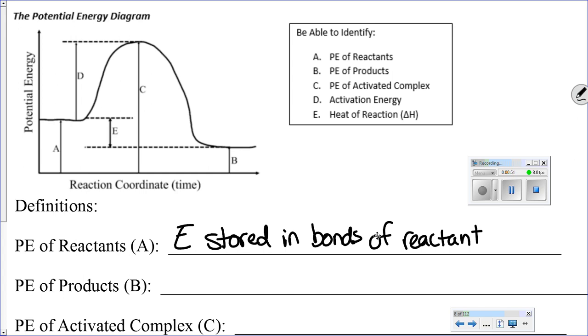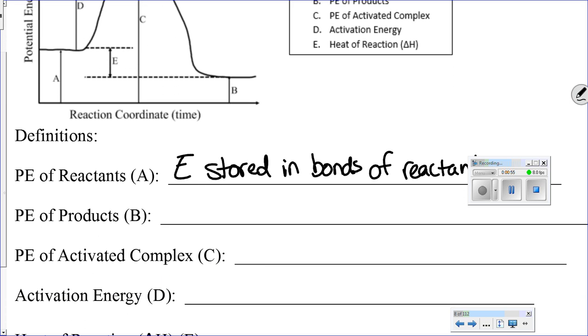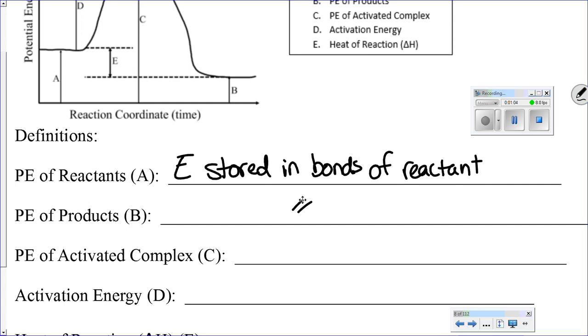Where we end up is indicated on this graph as B at the very end of things with the potential energy of our products. This is a very similar concept, just on the other end of things. So after we go through the reaction, we then end up with an amount of energy that is stored in the bonds of the products.